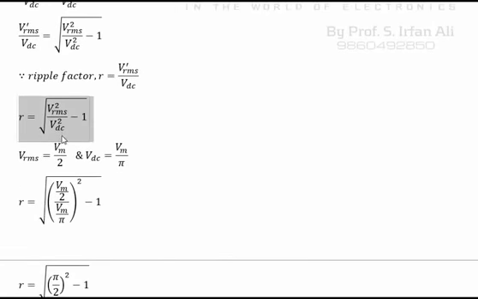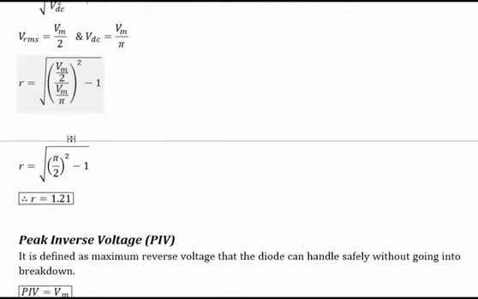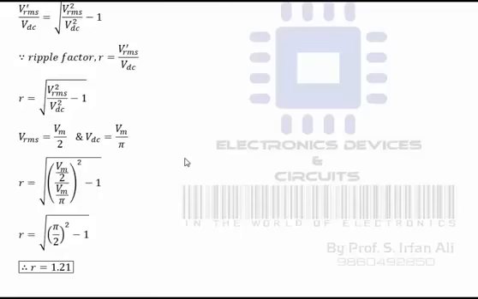So ripple factor is given by under root of Vrms square divided by Vdc square minus 1, and we know that for half wave rectifier Vrms is Vm by 2 and Vdc is Vm by pi. So if you put this here, the Vm will get cancelled and you will get ripple factor as 1.21. This is also a very important question. You may be asked in examination to prove that the ripple factor for half wave rectifier is 1.21. So remember, this is an important question.